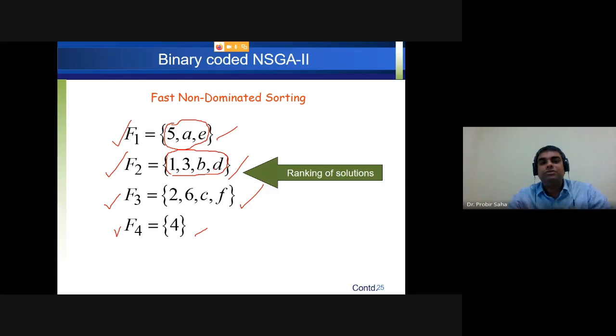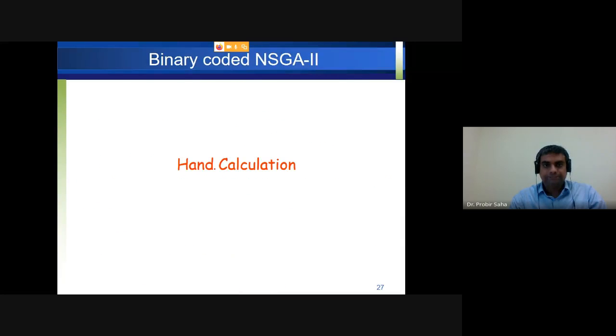So you cannot say which one is good, which one is bad. To do that, you have to have a crowding distance. And crowding distance is nothing but only to maintain diversity in the solution space. Now, how is this diversity maintained?